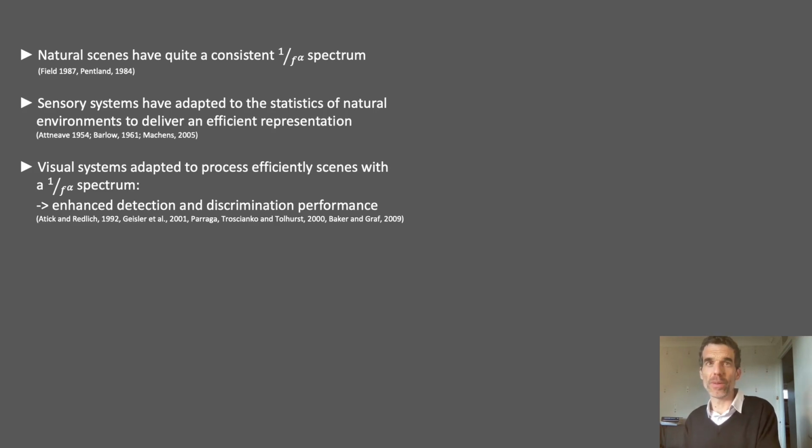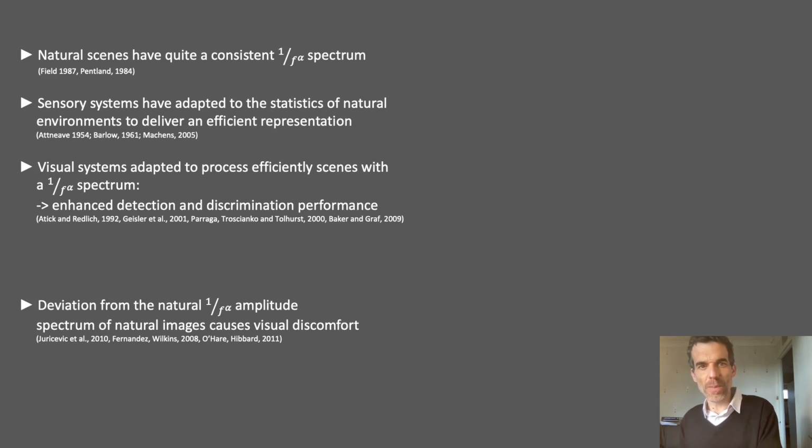Why is that important? It is important because, according to the efficient coding hypothesis, sensory systems have adapted to deliver a representation of the natural environment that is efficient. Efficient both in terms of information content and in terms of metabolism. The efficient coding hypothesis has received strong empirical support at the level of properties of single neurons and at the level of a whole system. In human perception, for example, we know that discrimination and detection performance are enhanced for stimuli that have a 1 over f structure.